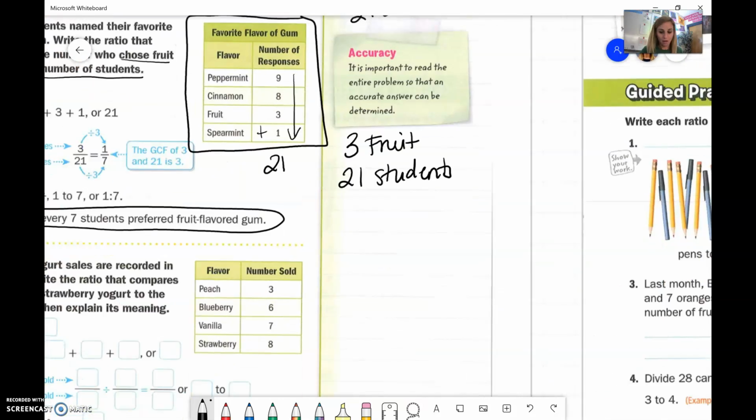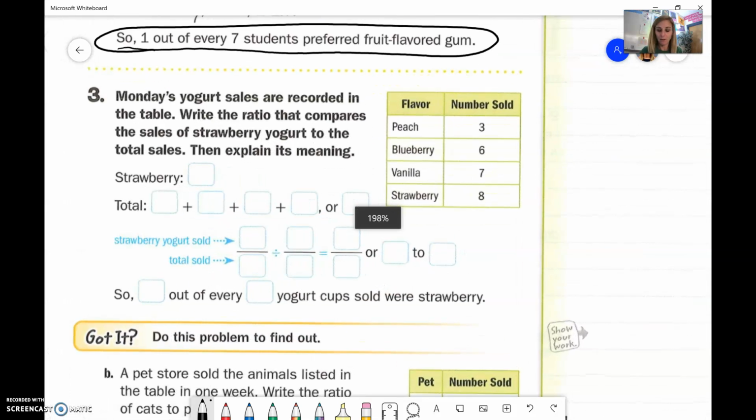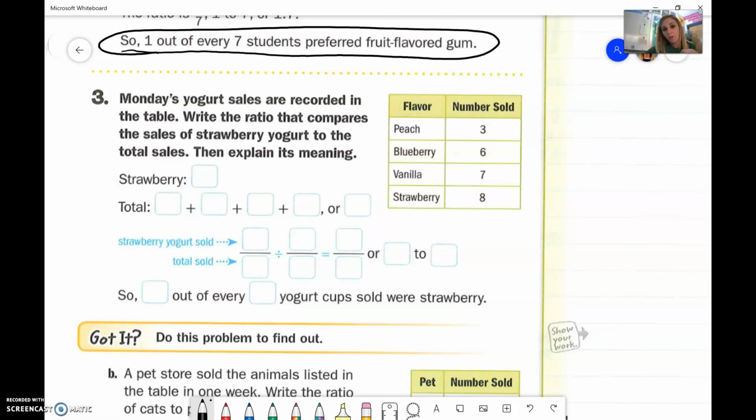Okay, let's go down below here and let's fill this out together. This is the way we can work through some problems, which is what I love. It says, Monday's yogurt sales are recorded in the table. Write the ratio that compares the sales of strawberry yogurt to the total sales. Then explain its meaning.